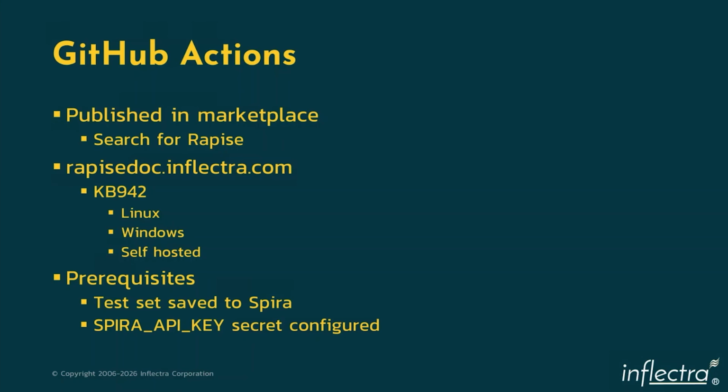We just managed to successfully configure and execute a Rapise test set using GitHub Actions. We used the action published on the marketplace. We used the manual that is available through rapisedoc.inflectra.com. We saw that the action is available for both Linux and Windows hosts, and you may have it GitHub hosted or self-hosted. The prerequisite is to save the test set to Spira and to configure the secret Spira API key.